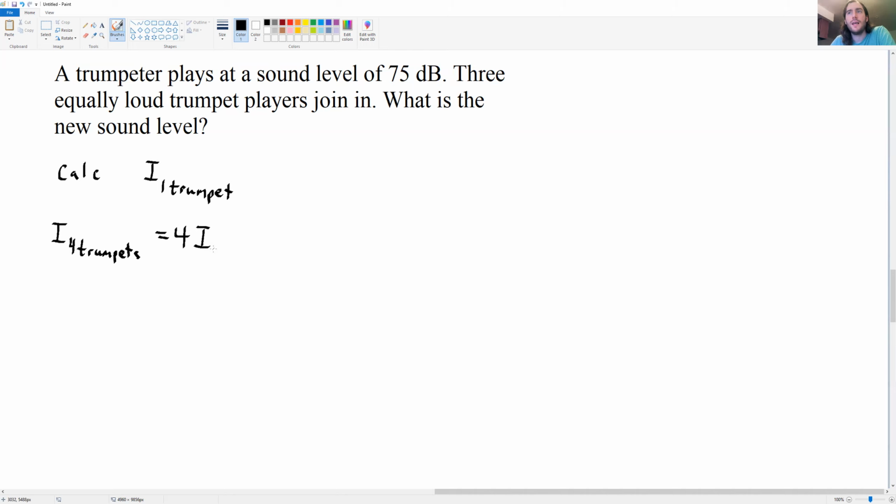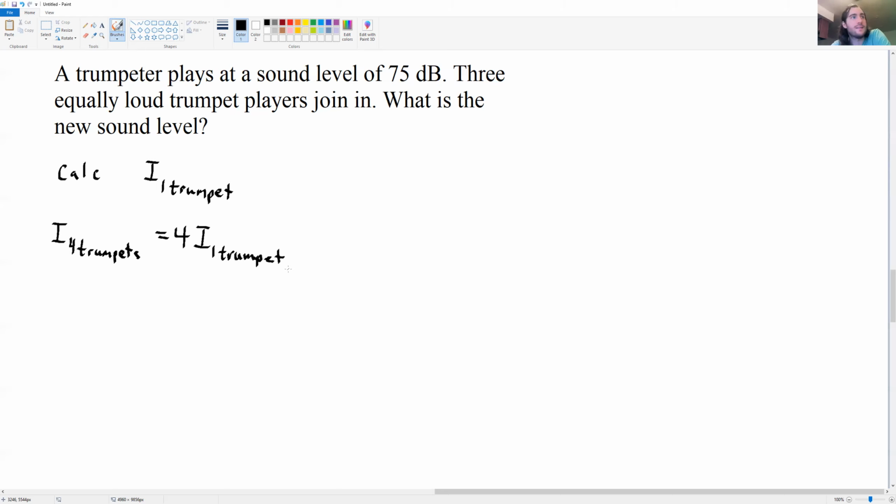This is not always the case. You can't always just multiply by a factor to get the new intensity. An example of when you can't do that is if the trumpet players are at different distances away from you. So if one trumpet player is like 2 meters away and the other trumpet player is like 3 meters away, well, the distance that the second trumpet player is away from you is like 1.5 times bigger than the distance of the first one.